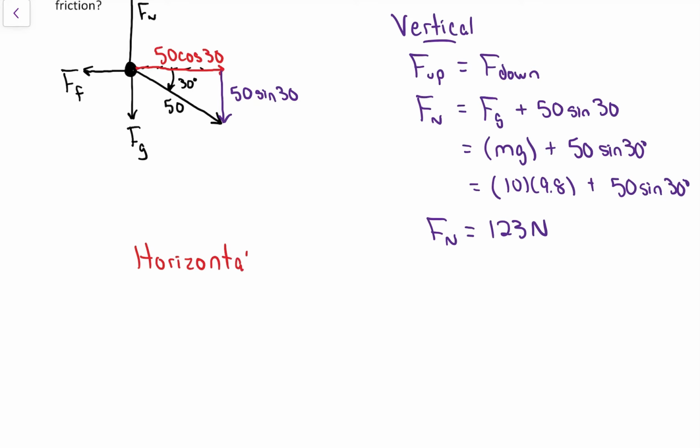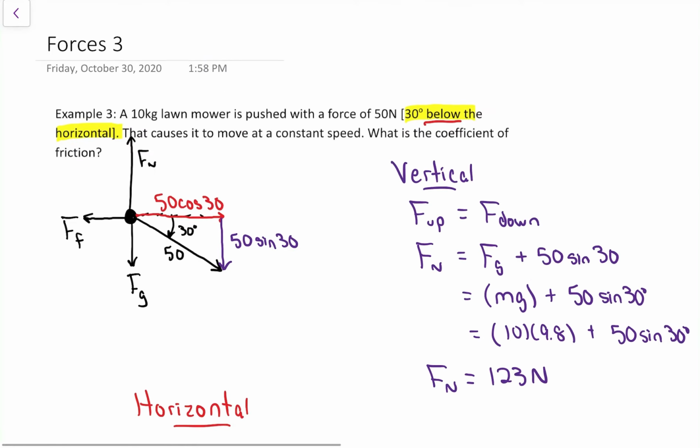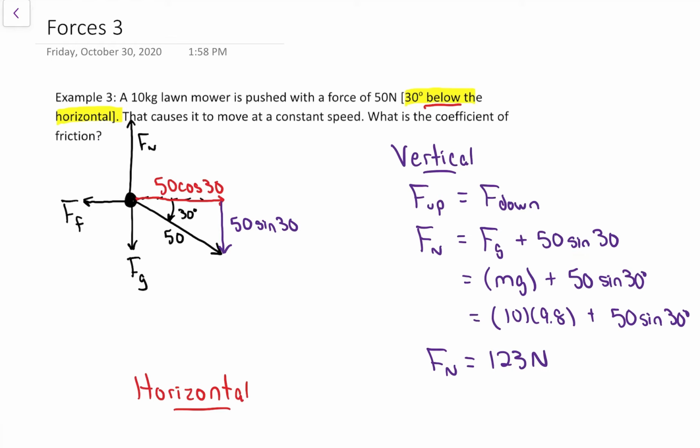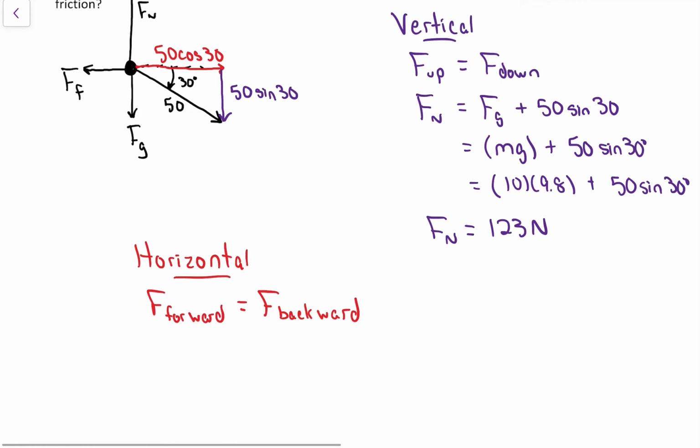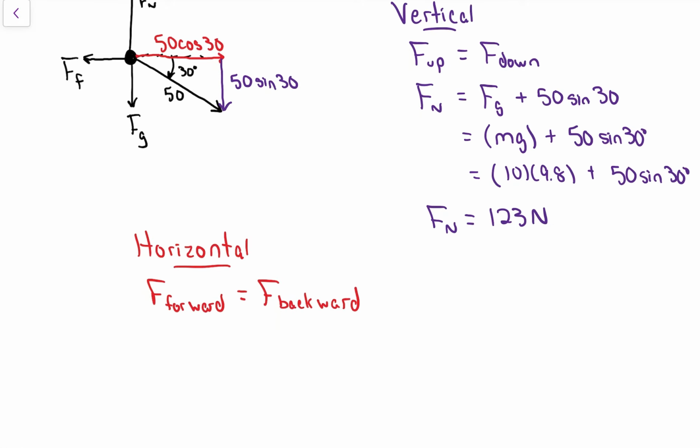I could set up F net equals ma in the horizontal, but another thing about this question is it says it's going at a constant speed. So I could set up F net equals ma and say that the a is 0, or I could just kind of look at it and say, since it's going at constant speed, the forward force must completely cancel out the backward force. That's kind of how I set up the vertical. The up force and the down force have to balance. Horizontally, since it's going at constant speed, it's not accelerating. The forward and the backward have to balance.